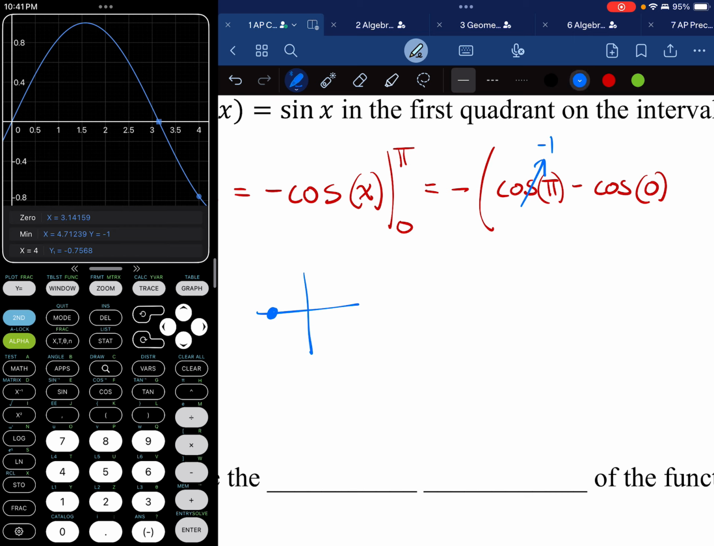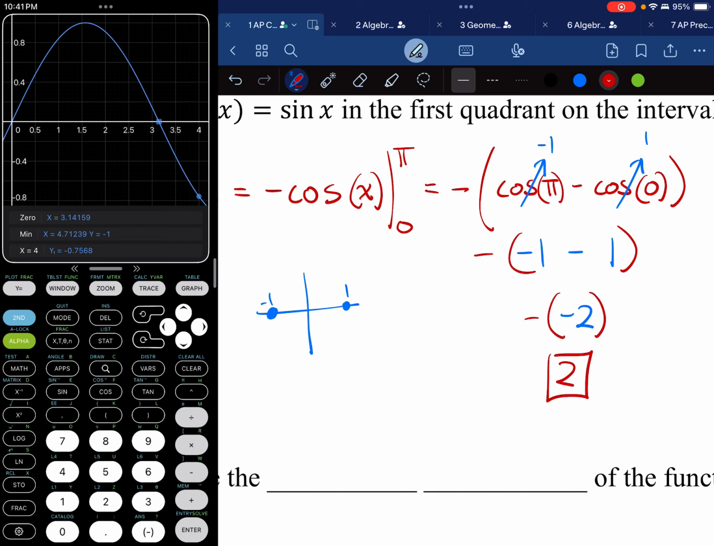What about this cosine of 0 business? Cosine of 0 lives right here, which is to the right, which is right 1. This is a positive 1. Cosine of 0 turns into a 1, which means if I end the parentheses here, this entire thing evaluates to negative 1 minus that 1, or negative 2. Unfortunately for us, we also have this negative on the outside that we need to deal with, which means my final answer here is going to be 2.